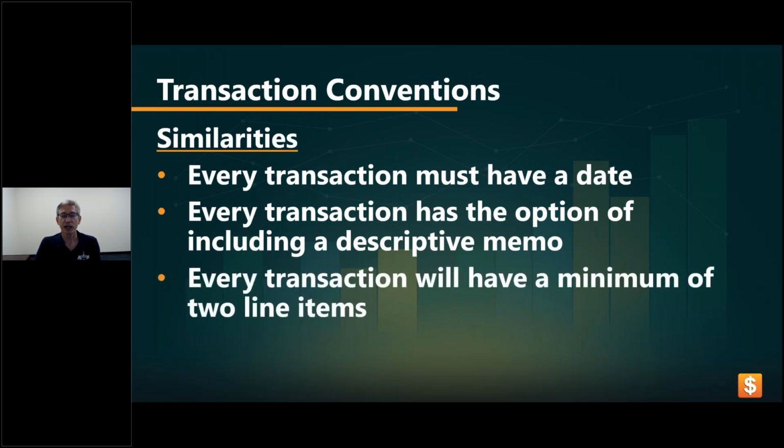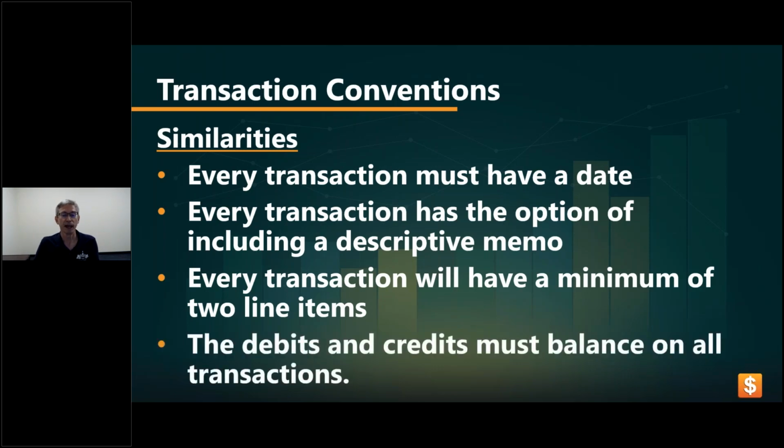Every transaction will have a minimum of 2 line items. Since Church360 Ledger uses fund accounting with dual entry bookkeeping, that means that every single account will belong to a book and every single transaction will have 2 lines, one being a debit and one being a credit. And these debits and credits on each transaction must balance before you can save them.